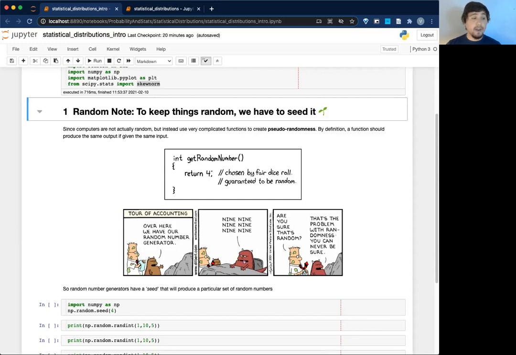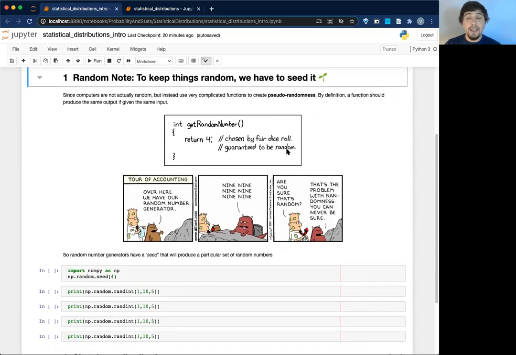Things like looking at Geiger counters of particles decaying. There's a company that uses lava lamps, and the motion of the lava lamps helps produce new random numbers and stuff like that. The idea there is that it's so complicated that it looks random. And that's the idea of getting a random number on a computer: it's complicated enough that you really can't reverse back to it.